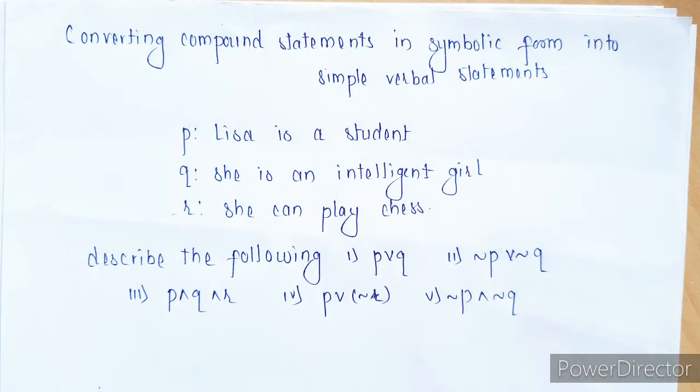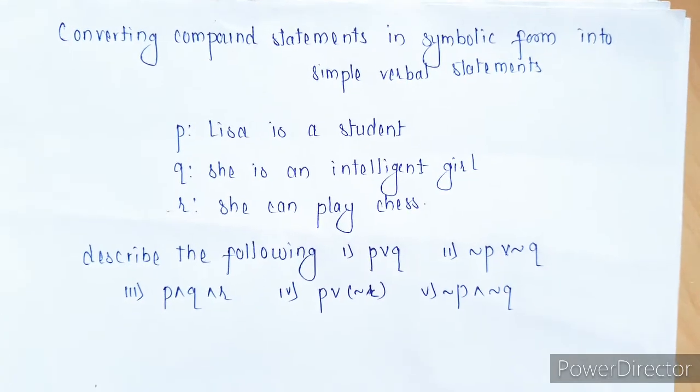We are done with logical equivalence as well as tautology and contradiction. Now next is arguments. Before going to arguments, let's learn how to convert symbolic form into simple verbal statements. So let's look at this example.